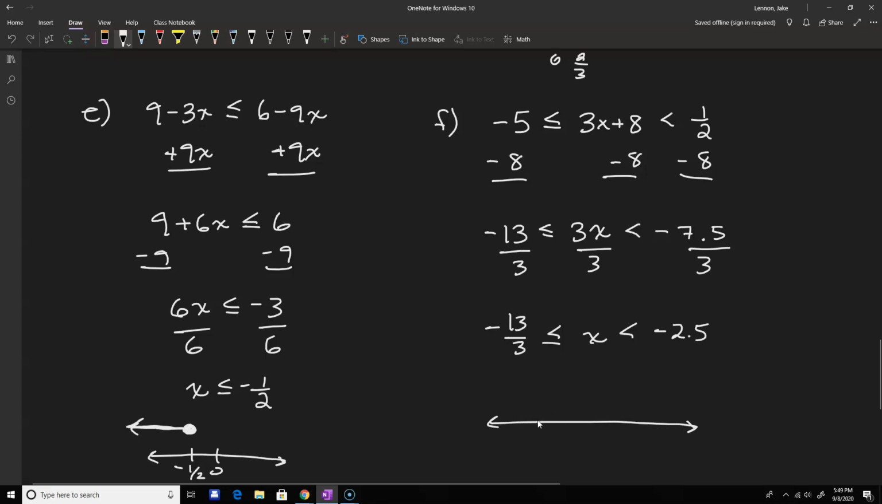So notice this time we have our 2 boundary points, negative 13 over 3, and negative 2.5. We would have a shaded dot because we have the less than or equal with the negative 13 over 3, and we'd have an open dot on the negative 2.5, and the values in our solution set are just the values in between those 2 dots. Again, the shaded dot is including the number, and the open dot does not include the number. It just represents a boundary.